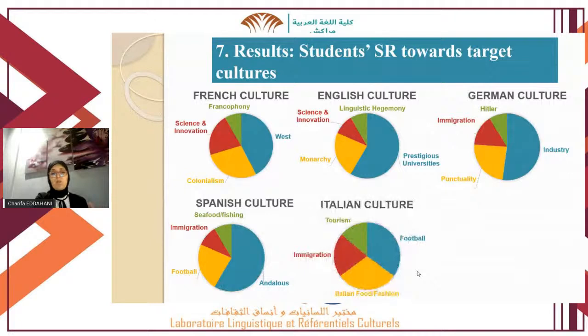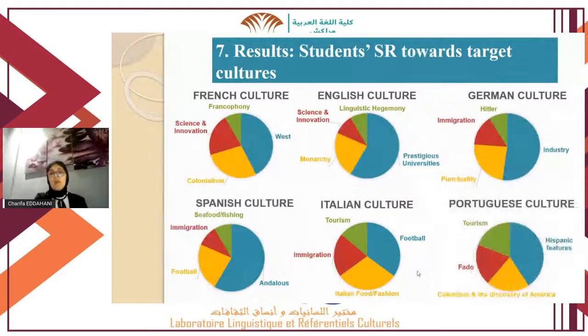Italian culture: football, Italian food, fashion, immigration, and tourism. And Portuguese culture for our students is associated with Hispanic features, Columbus and the discovery of America, Fado, and tourism. So these are the social representations our students have towards these target cultures.